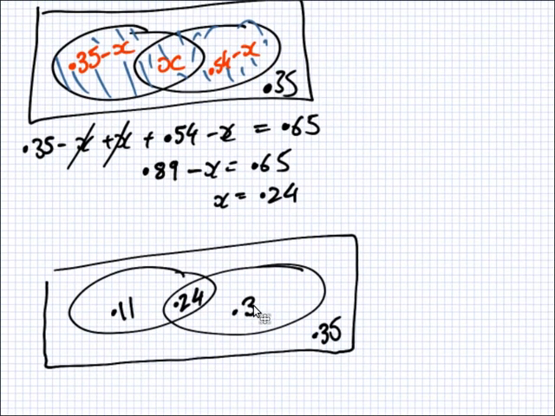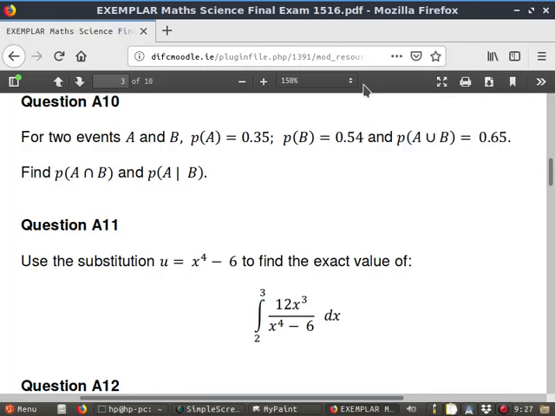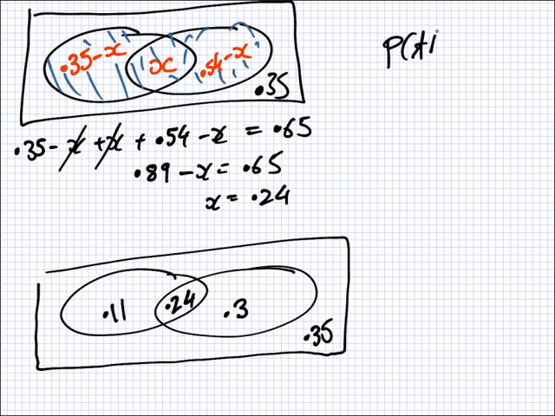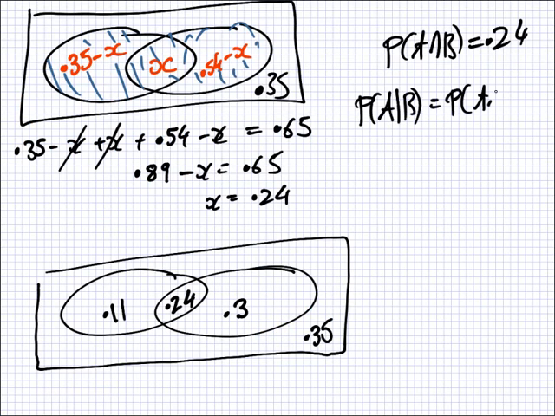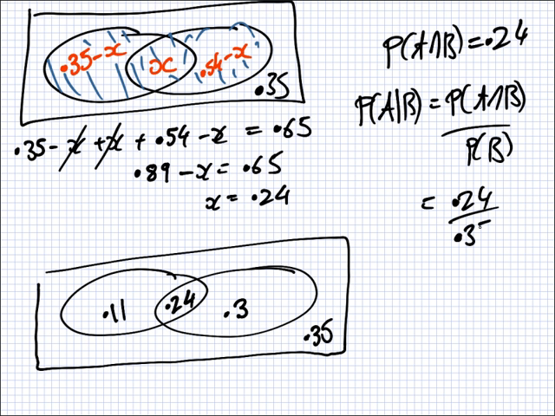Right, so what did they ask us to calculate? They asked us to calculate A intersect B. Well, that's just the X. That's 0.24. And then A given B. A given B is A and B over B. Both these things you know. It's 0.24 over 0.54. Oh, sorry, I'm mixing up A and B. B is 0.54. So 4 ninths. Yeah, 4 ninths.